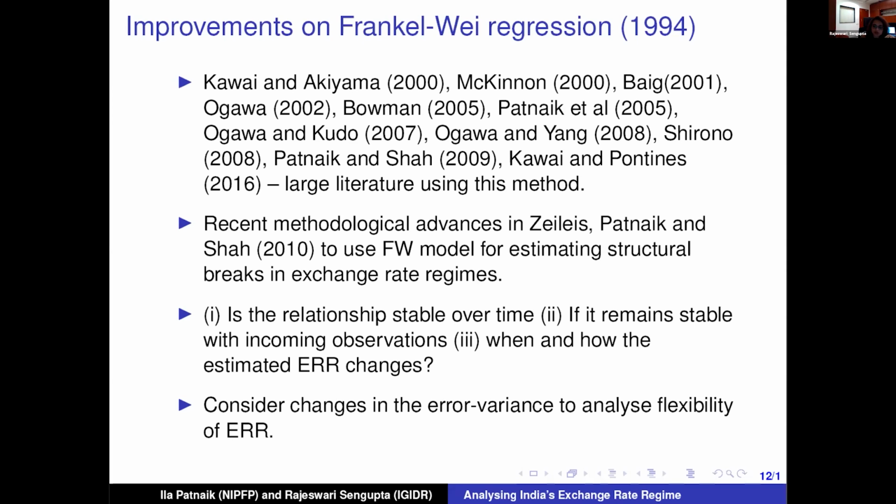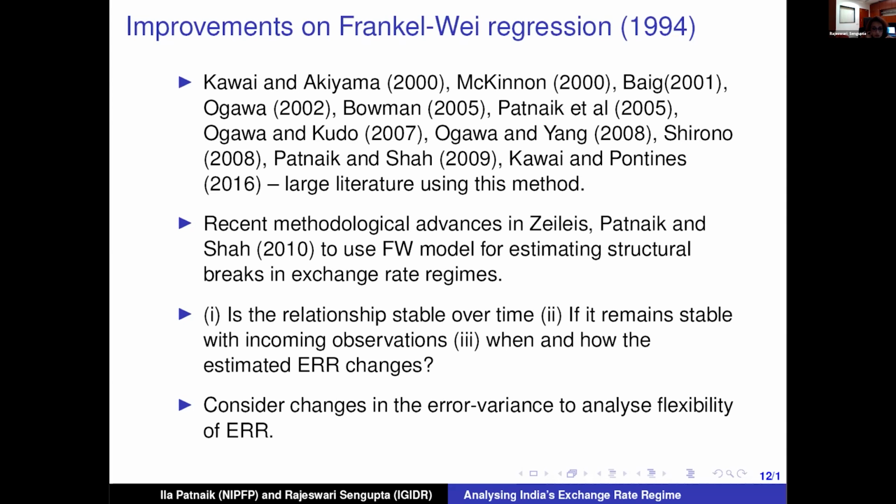So that is exactly what the Zeileis et al. paper does, that they consider the changes in the error variance to analyze the exchange rate regime flexibility. So basically that means that if the exchange rate is in a more flexible regime, then the error variance will go up. And conversely, if it is in a sort of a pegged regime or a managed regime, then the error variance will go down.